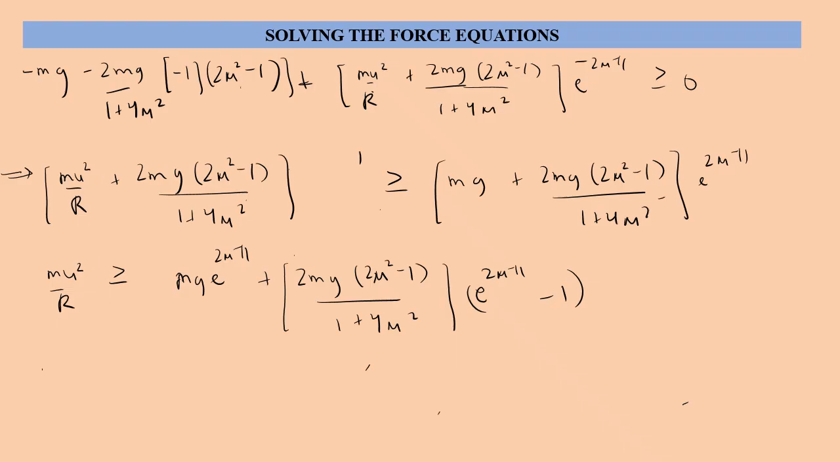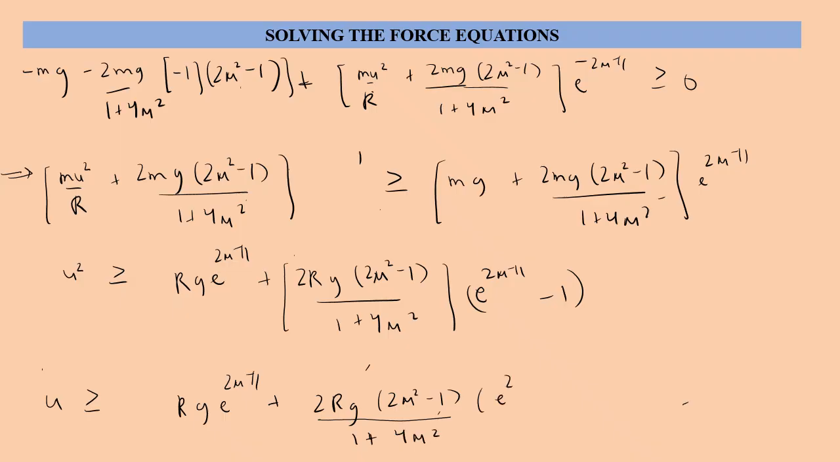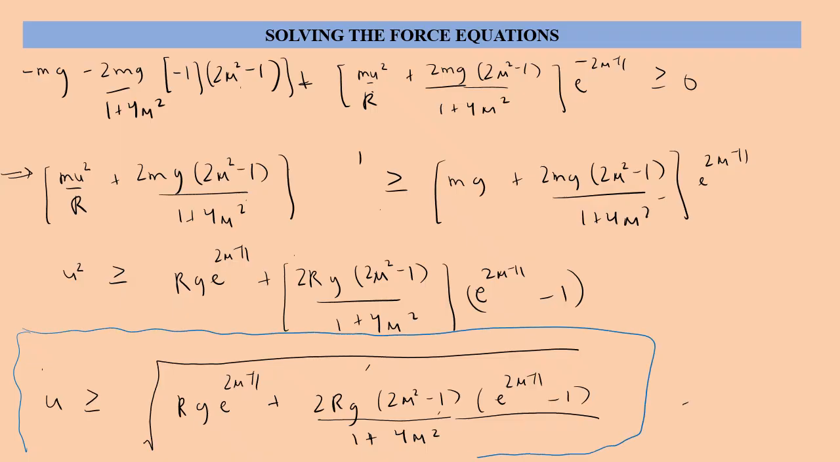If I multiply throughout by r over m, I get here u², and m cancels out, I get rg, and here too I get rg. So finally I get u is greater than or equal to the square root of rg e to the power 2μπ plus 2rg times (2μ² minus 1) over 1 plus 4μ² times (e to the power 2μπ minus 1). So this is the expression that would be our solution. This is the minimum value of u. u is greater than or equal to the right hand side.